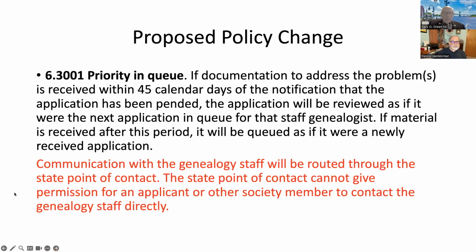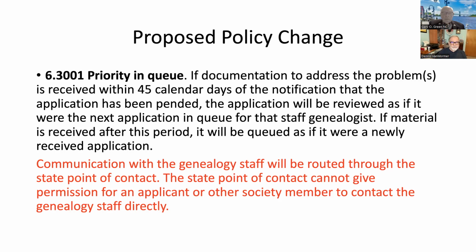So a couple of things that are coming up in the future. These are proposed changes initiated by the Genealogist General. The first one is this policy change to 6.3001. The first section in black is what's currently in the policy, having to do with the time for pending and queues. In red is what he's proposed as a future change relative to admin errors.